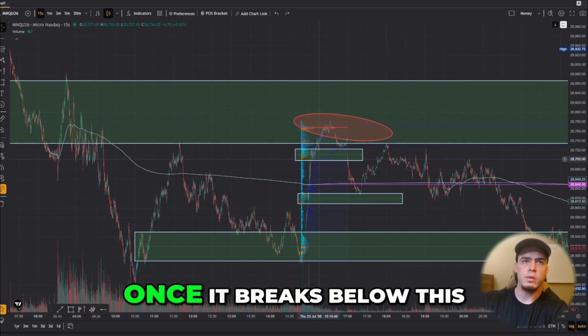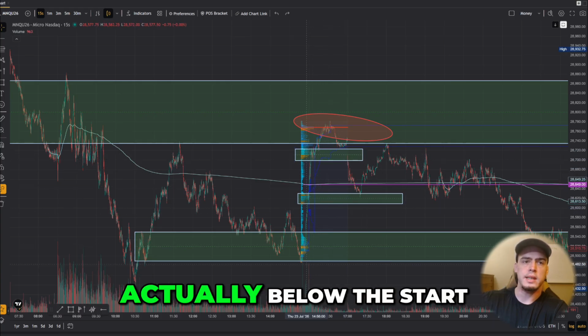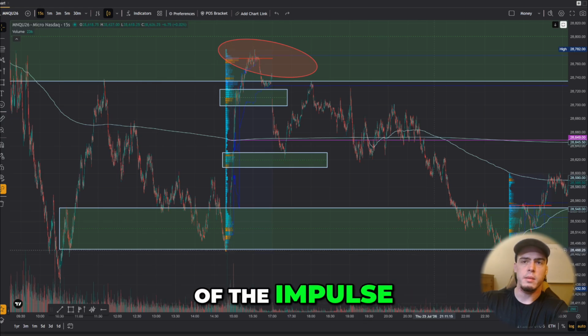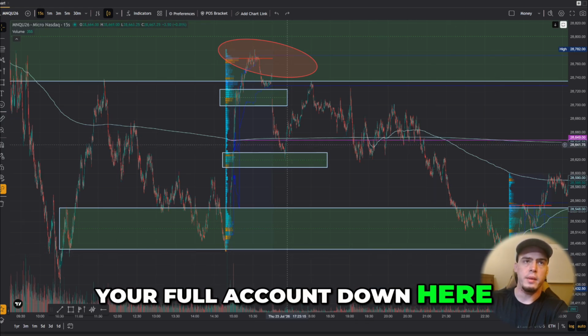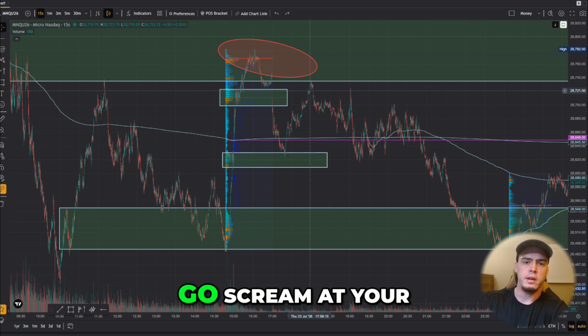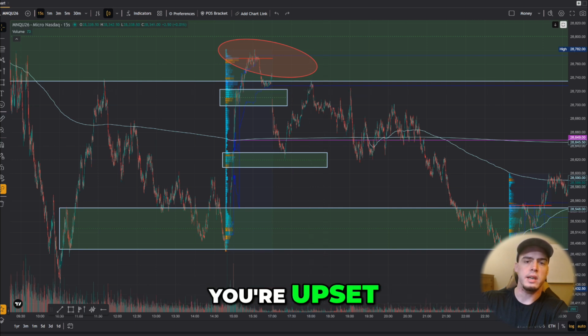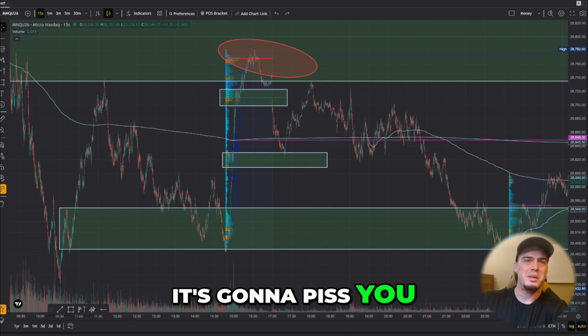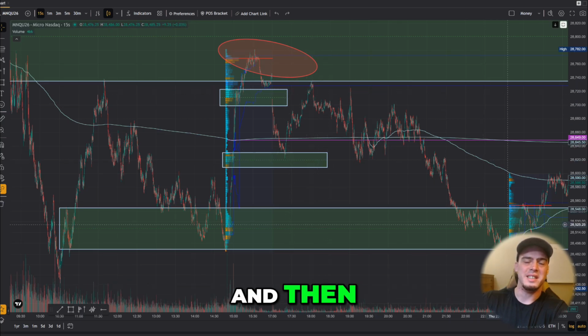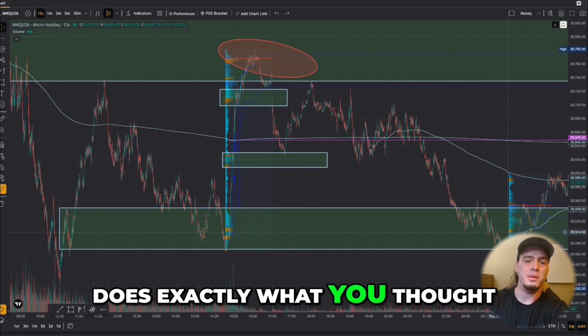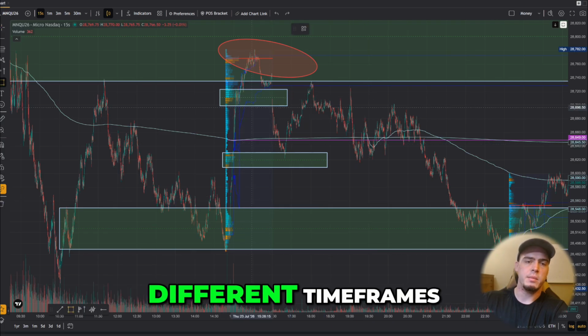In this case, once it breaks below this, the reference point is actually below the start of the impulse, and so the market did actually do that. But had you shorted your full account down here, you're going to get stopped up here and then go scream at your dog or something because you're upset. That is kind of a joke, but it's going to upset you. You short your whole account down here, you're completely right on the context, and then the market goes and does exactly what you thought.